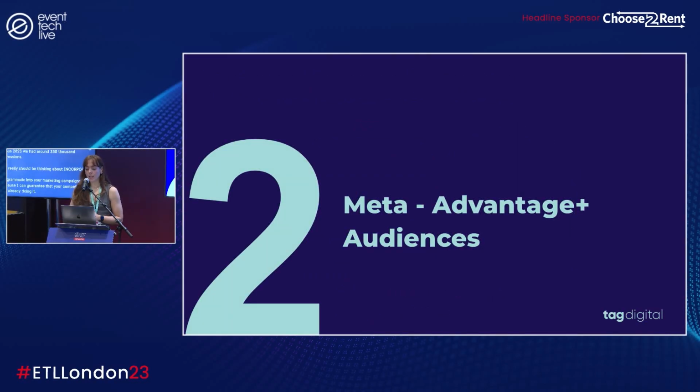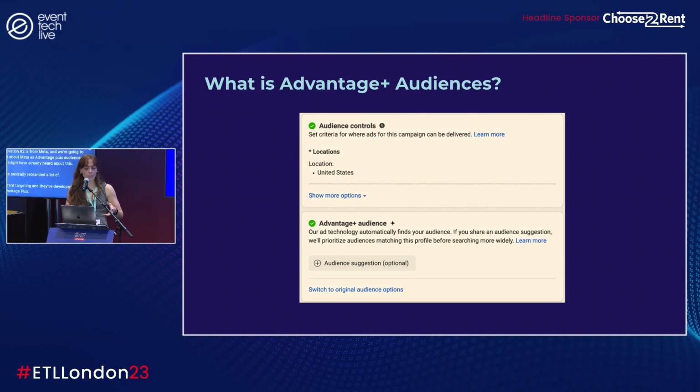Innovation number 2 is from Meta, and we're going to chat about Meta's Advantage Plus audiences. You might have already heard about this, but Meta have basically rebranded a lot of their current targeting, and they've developed it into Advantage Plus. So what is Advantage Plus? This is Meta's new AI-powered audience targeting feature, and it's still very much being rolled out, so not all ad accounts will have access to the audience feature.